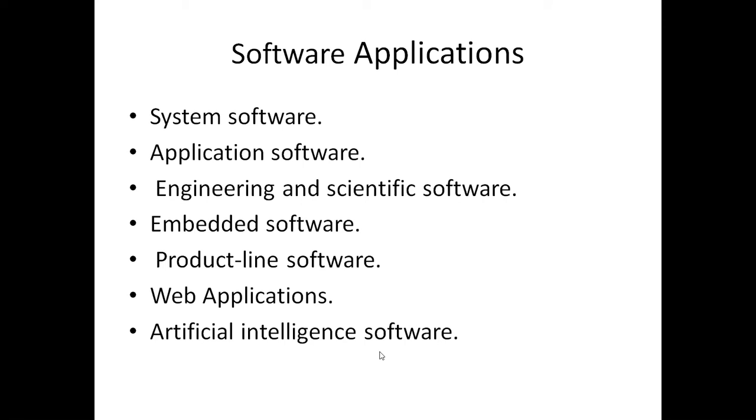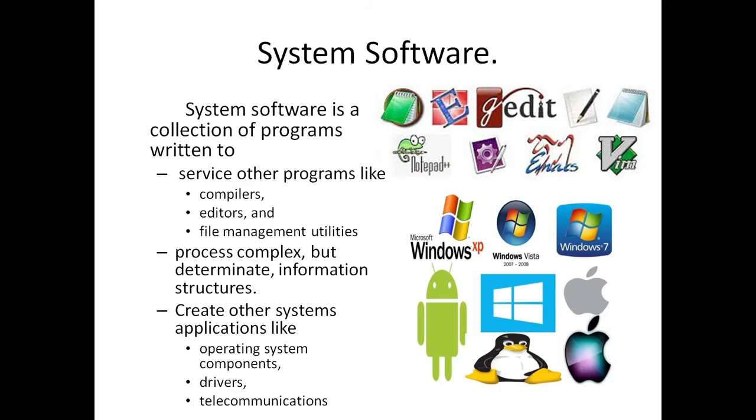about software applications. There are various application domains that use software. They are system software, application software, engineering and scientific software, embedded software, product line software, web applications, artificial intelligence software. Let's see one by one. First one is system software.